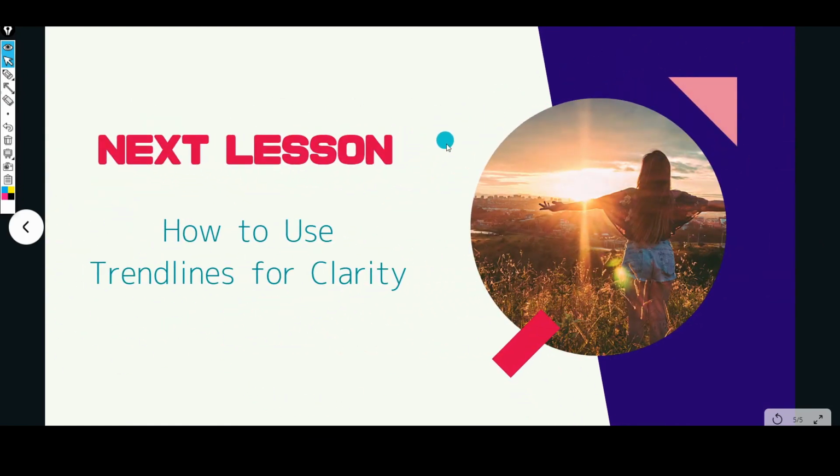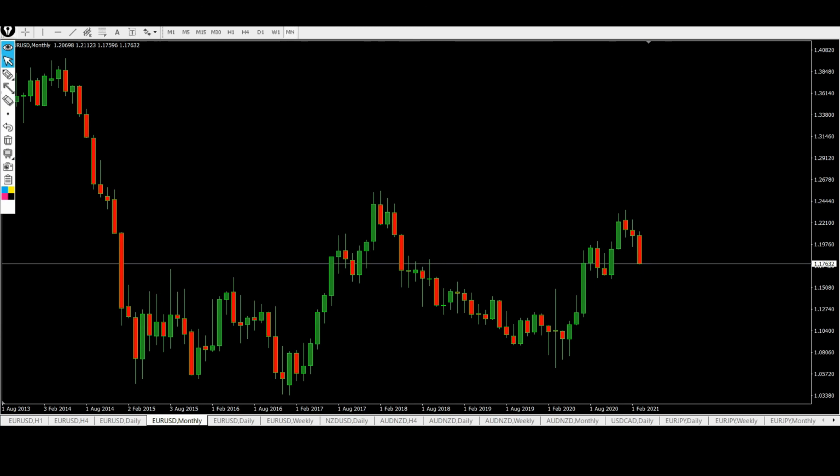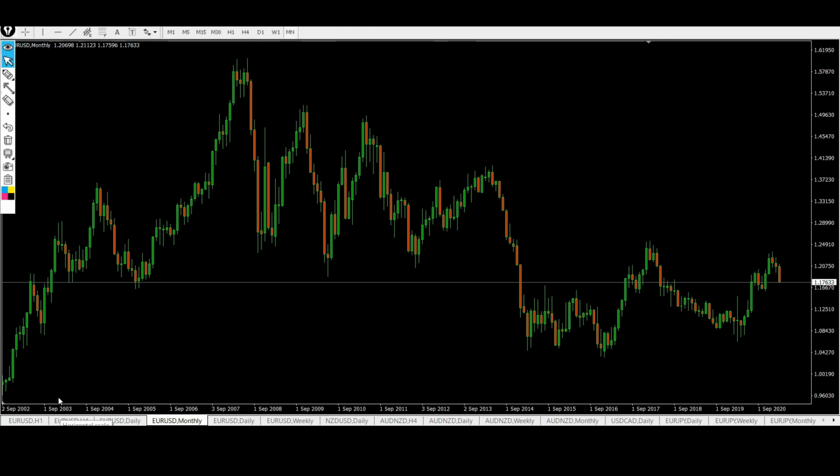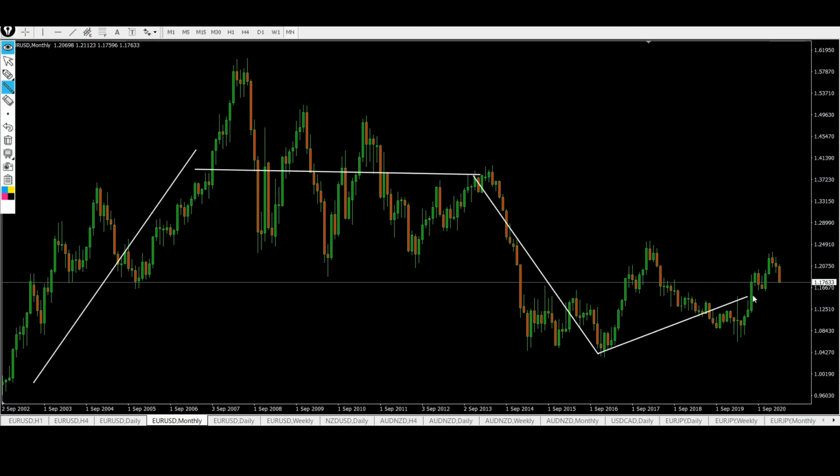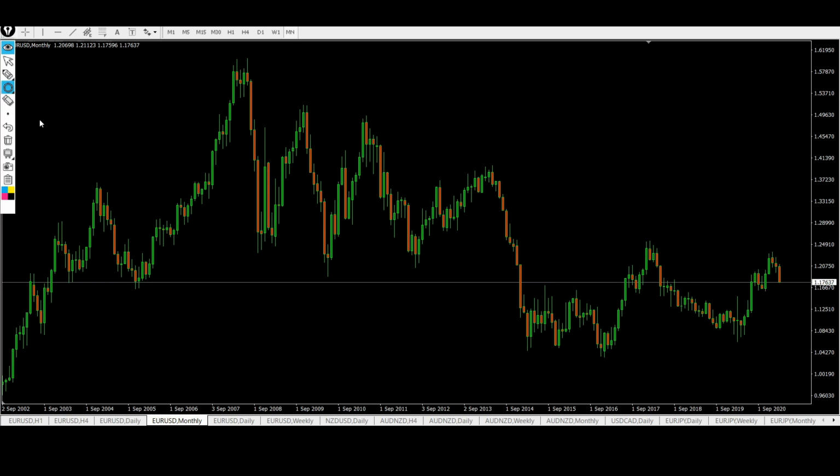Okay, so that was it for that lesson. In the next lesson, we're going to go over how to use trend lines for clarity. What I mean by clarity is that, let me zoom out right here. Now this is a Euro USD monthly chart from 2002 all the way to the current 2021. If you look at this chart without any trend lines, it just looks like price went up, ranged, came down, and it's kind of going up again. That doesn't tell us anything about this currency pair in terms of price. But by using trend lines, we could figure out the story of a currency pair.